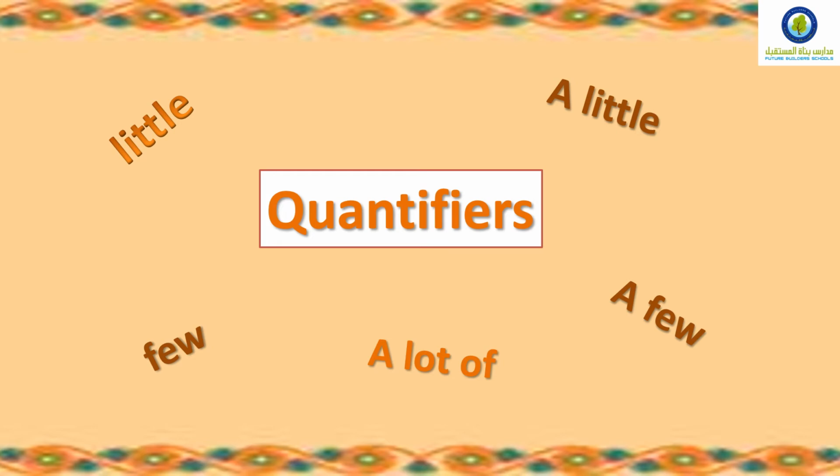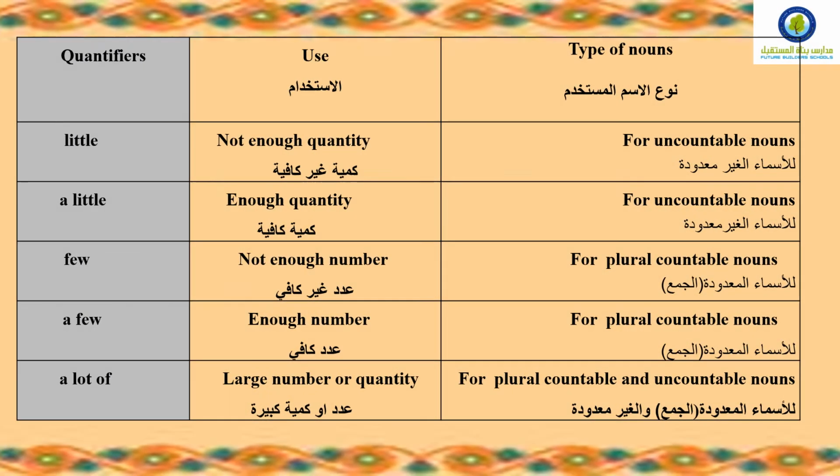Now, the quantifiers that we are going to focus on, the quantifiers that you should study or focus on: little, a little, few, a few, and a lot of. And of course, we have much and many, some and any. But in this part, we will discuss little, a little, few, a few, and a lot of. Now, here you have the difference between them. It means when do we use them to talk about what, and with which noun, countable or uncountable.